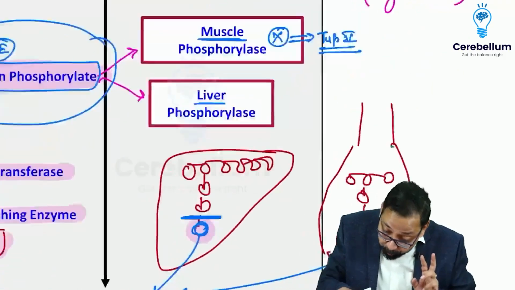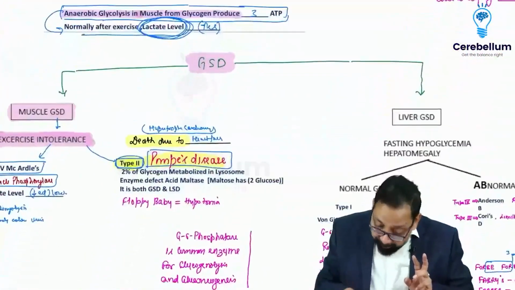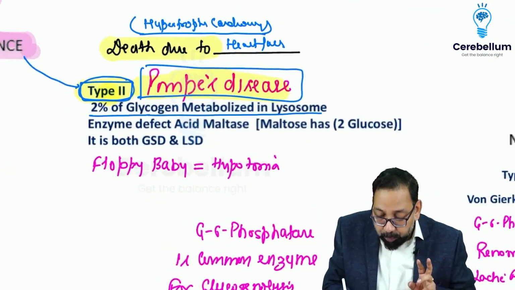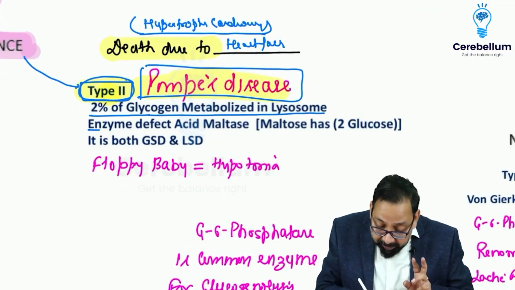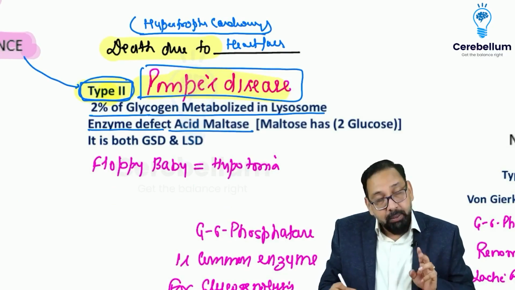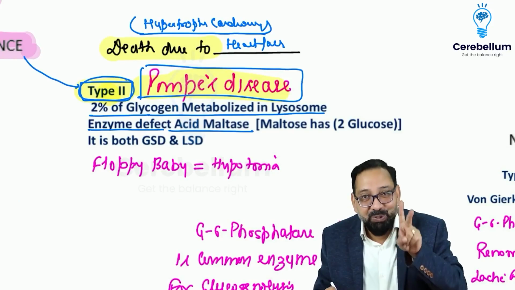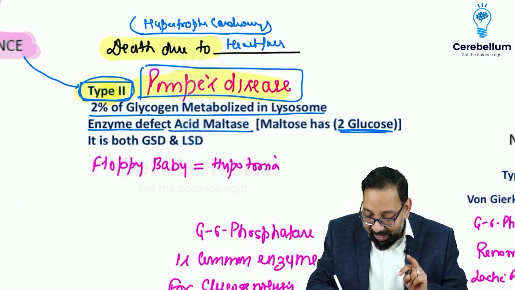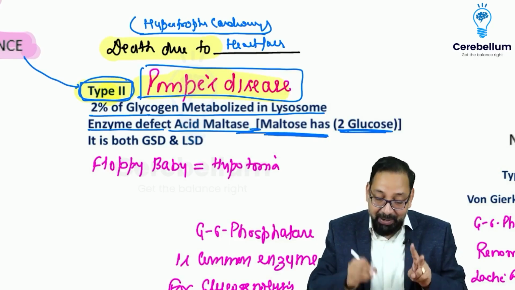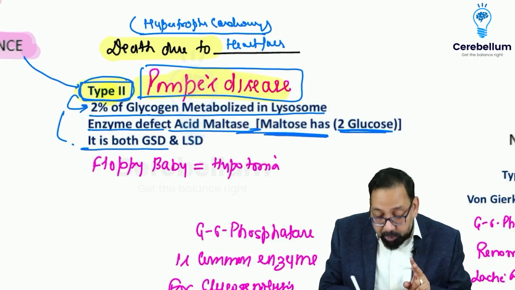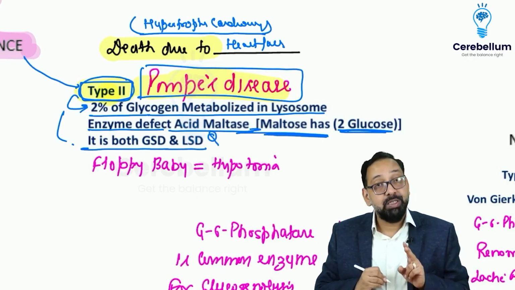Now the mnemonic of 2. Type 2 Pompe disease: 2% of glycogen is metabolized in lysosome. Question: the enzyme defect is acid maltase. How do you remember? Maltose is made up of two molecules of glucose. So the mnemonic of 2 glucose: enzyme maltase, acid maltase, type 2 glycogen storage disease. It is both a glycogen storage disease and a lysosomal storage disease.